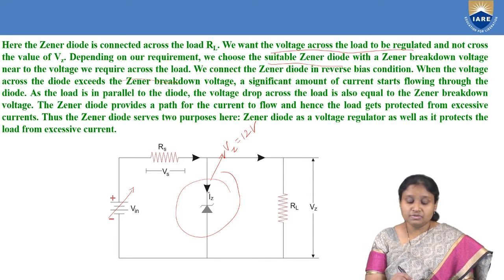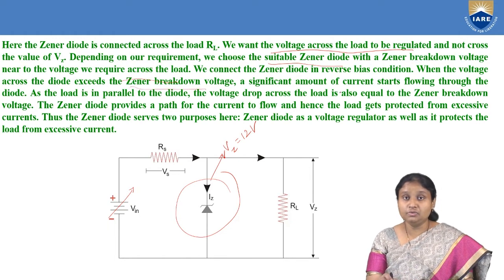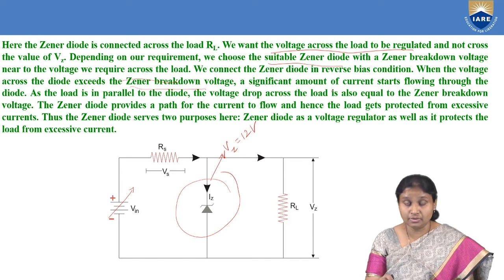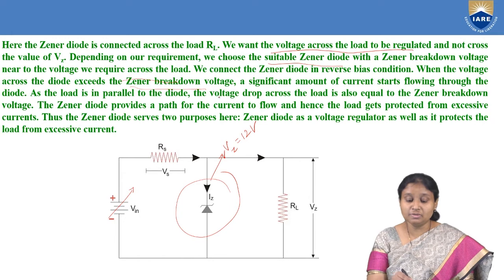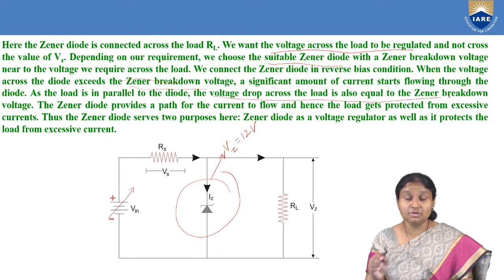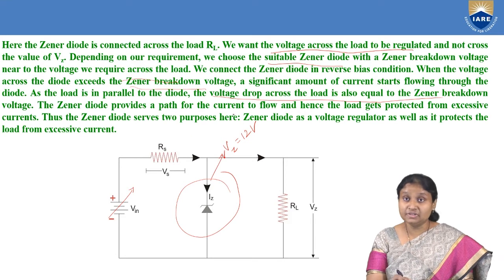As you can see, here we have our Zener diode. It is reverse biased, and once we go to a voltage beyond the Zener voltage, we know that the Zener diode will make a large current flow across the diode. Because this load is in parallel to the diode, the voltage drop across the diode is equal to the Zener breakdown voltage. So it will provide a path for the current to flow. Hence the load gets protected from excessive currents.